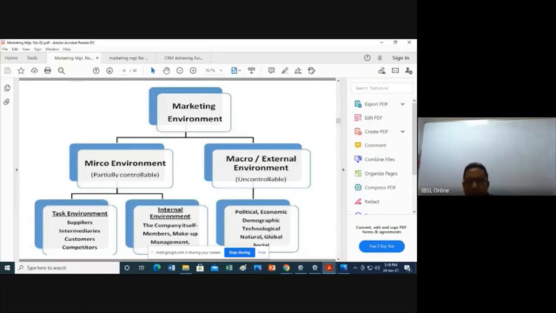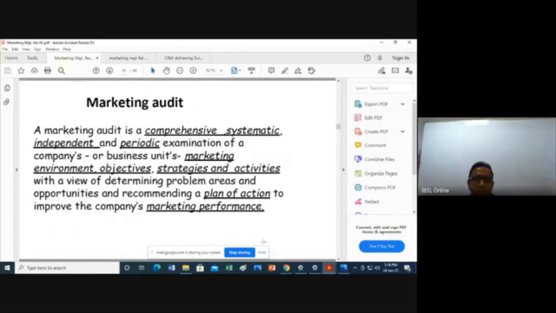Technology has a huge impact, and so on. So let's try to understand how we could do this analysis more comprehensively. For that, organizations will have to do a marketing audit, which is an exercise to understand the marketing environment in a comprehensive manner.